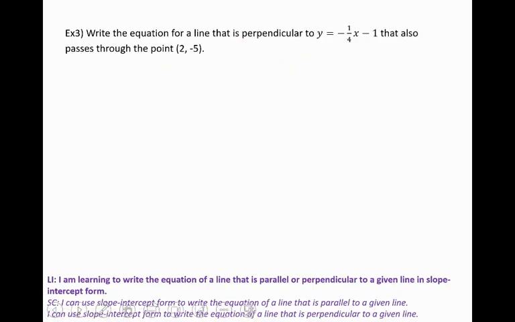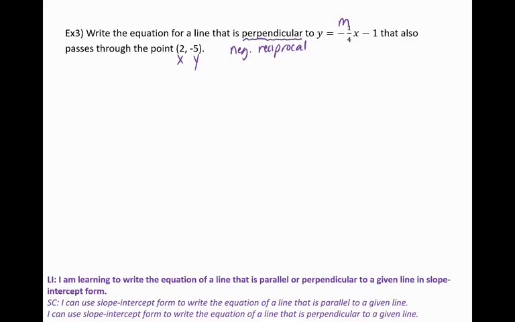All right, next one. Write the equation for a line that is perpendicular. Now we're changing to perpendicular, and perpendicular lines have negative reciprocal slopes. And if you don't remember what that means, we'll talk about it right here. So perpendicular to y equals negative 1/4 x minus 1. That also passes through the point. So once again, we're going to be using this as x and y. We'll get to that in a minute. For our slope, this time we need the negative reciprocal. Negative in this case means the opposite sign, because the slope here is negative 1/4.